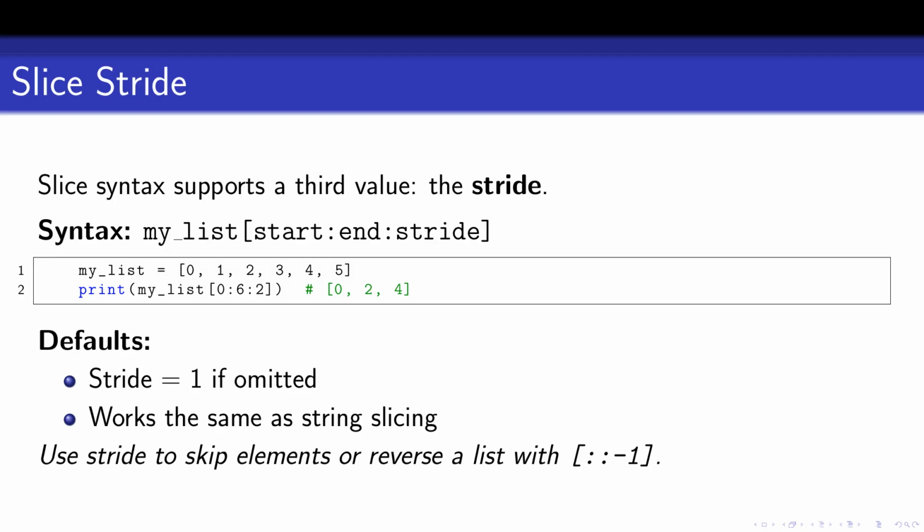In addition to start and end, Python slicing supports a stride, the step size between elements. This is specified using the syntax list[start:end:stride].